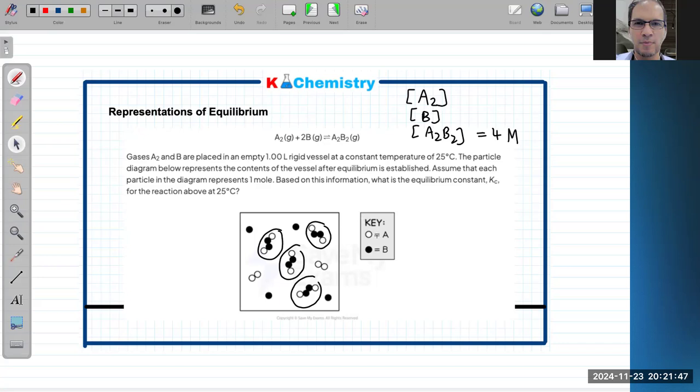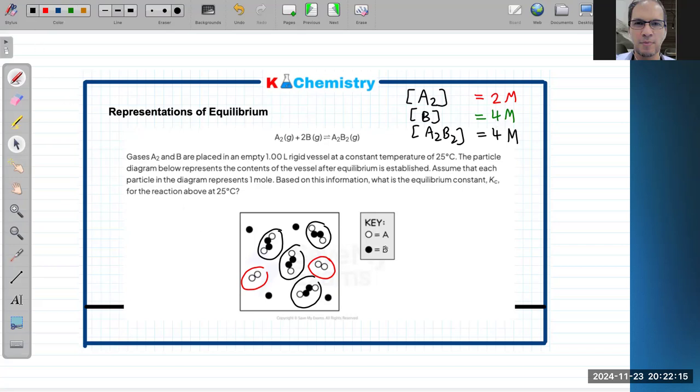And the A2, which is the white one, is found 2 times only. So that's equivalent to 2 molar. And the P is found 1, 2, 3, 4 times. So that's equal to 4 molar also.